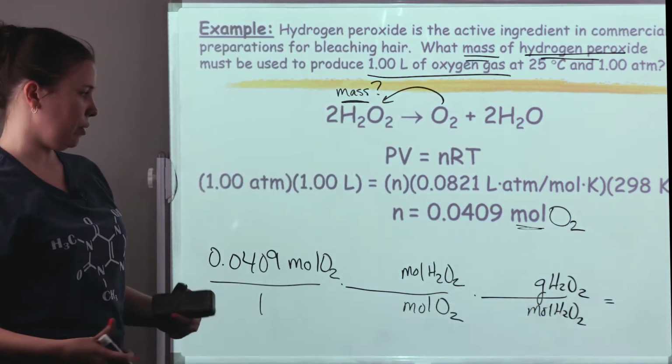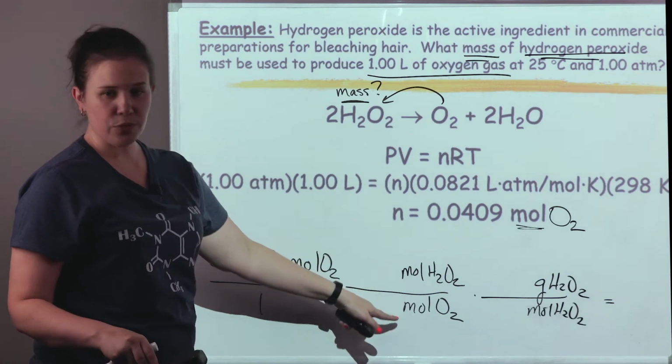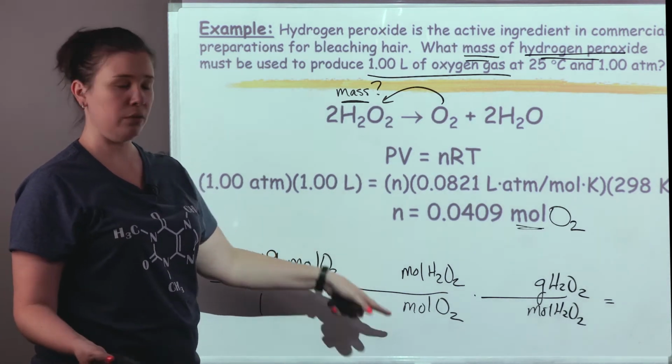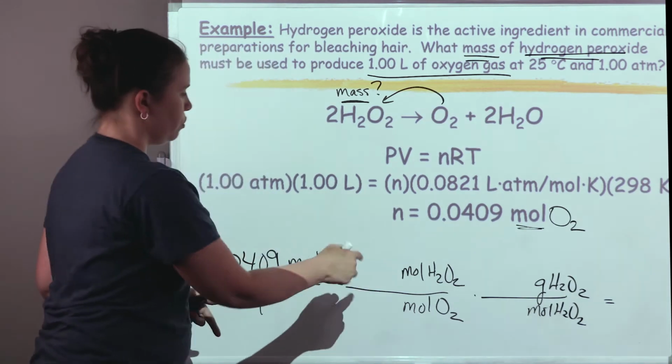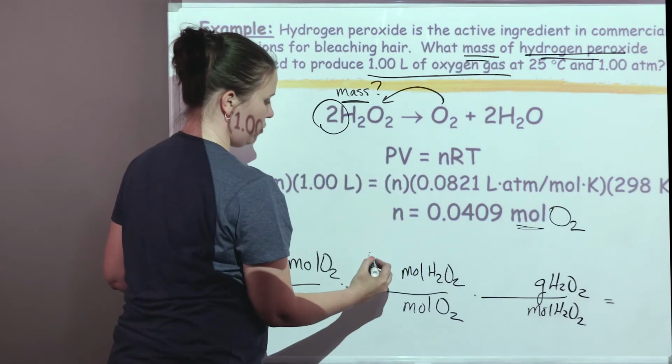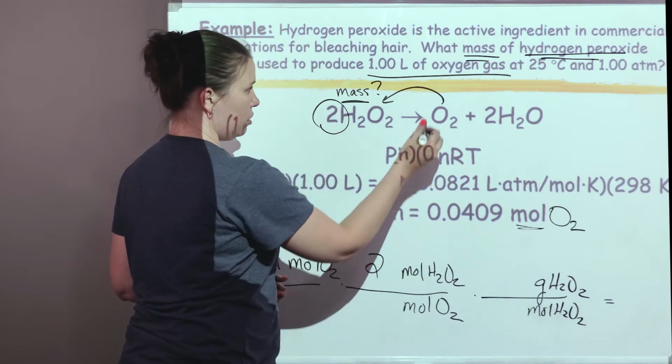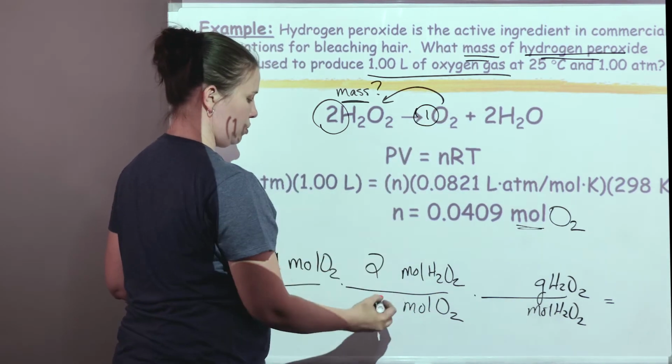So now what numbers are we plugging in? Whenever you see mole to mole, you know you have your mole ratio. And so that's always going to come from the coefficients of the balanced equation. So for hydrogen peroxide, we have 2. And for oxygen, there's nothing, which we would read as a 1.